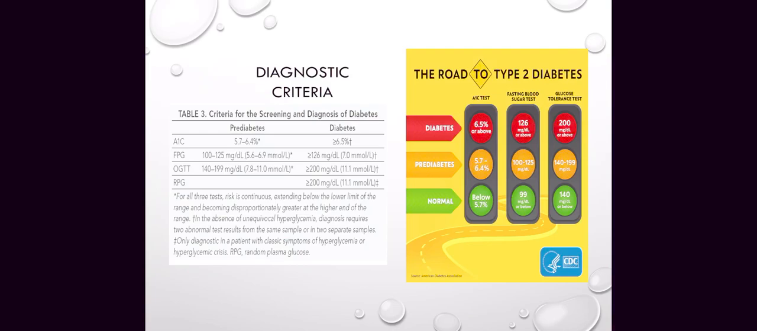The last test is the random blood sugar test, in which you test your blood sugar level at any time, and if it is 200 milligrams per deciliter or higher, it indicates that you have a diabetic condition. There are maybe other tests usually done in diabetes type 1, in which a urine test is done for ketones in your urine, and also there is an antibody test for diabetes type 1.